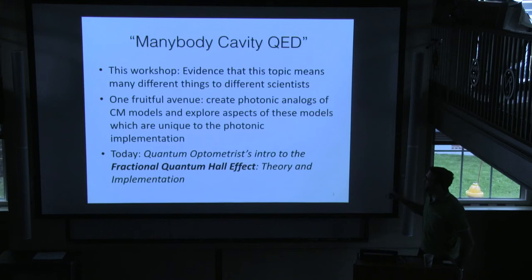So what I thought I'd do is start with a quantum optometrist's view of what a fractional quantum Hall state is, and use that as kind of a leaping off point for the remainder of the story.